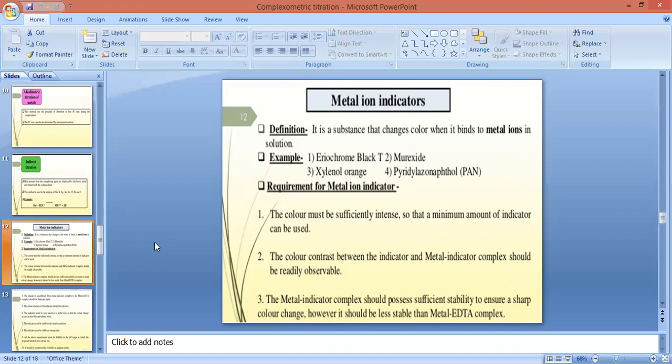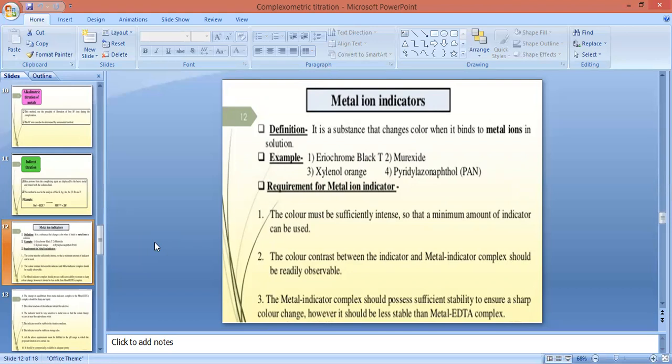Due to the dissociation of the complex between metal ion and indicator, there is a change in color of the contents in the conical flask. That is, the complex between metal and indicator will break up, and a complex between metal ion and complexing agent forms. That determines that the whole of the metal ion has been set free from the indicator and has reacted with the standard solution of complexing agent. Examples of metal ion indicators used in complexometric titration are eriochrome black, murexide, xylenol orange, and pyridyl azonaphthol. So these are the indicators used in complexometric titration.